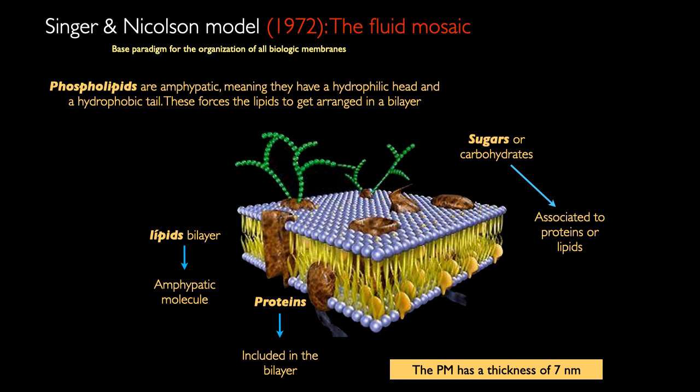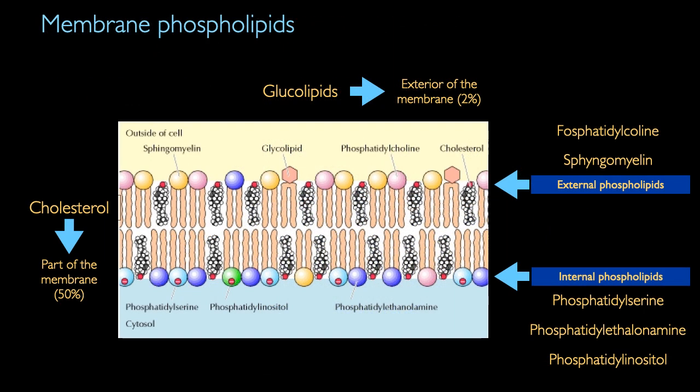And also you have to know that, of course, the plasma membrane is a very, very thin structure. As you see in the yellow box below, it's only 7 nanometers. Phospholipids are not the same type in the inner and the outer half of the plasma membrane. The inside half is made of phosphatidylserine, phosphatidylethanolamine, and phosphatidylinositol, while the outside half is made of phosphatidylcholine and sphingomyelin.